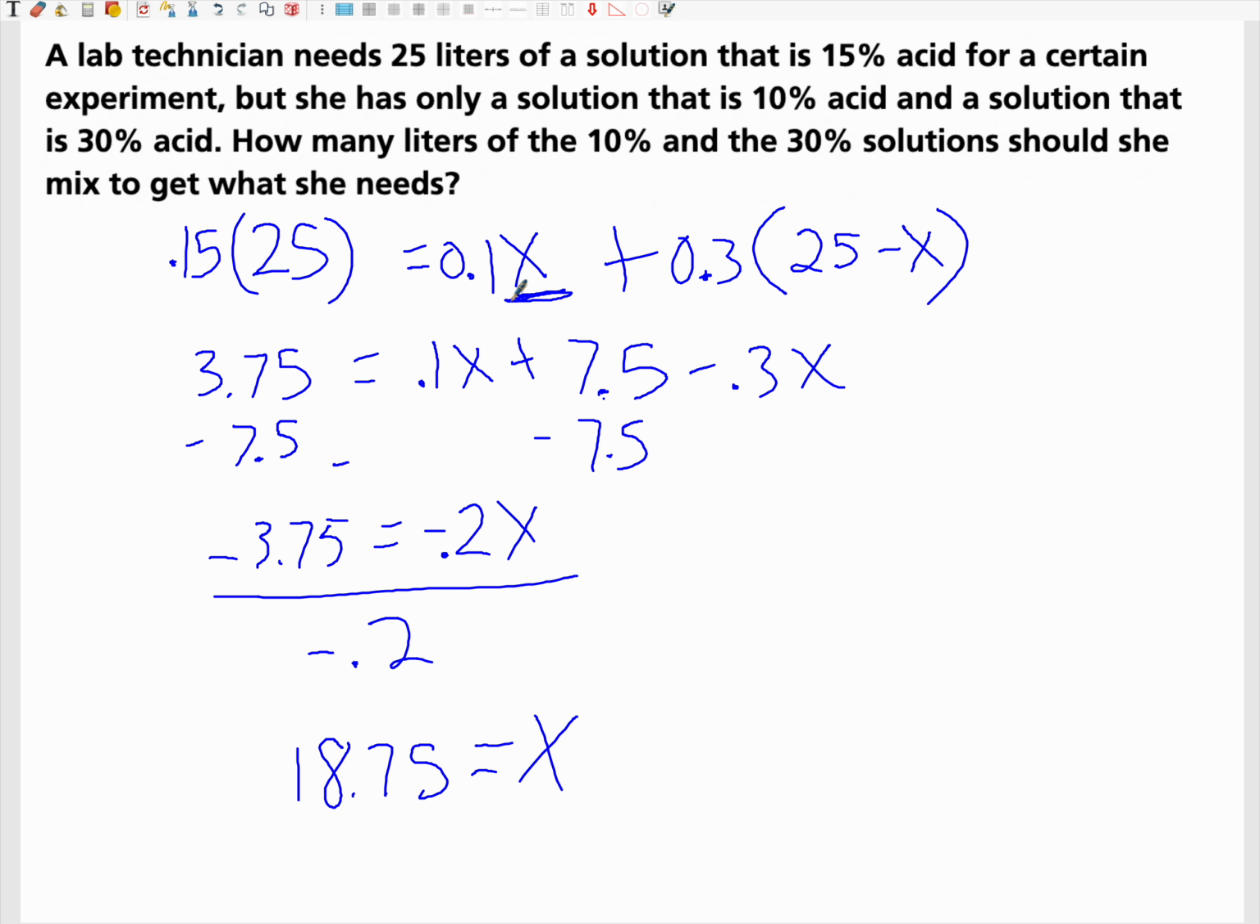10% solution, okay? So we're taking 18.75 here, and 25 minus 18.75 would tell us how much of the 30% solution we need. So we need 18.75 liters of 10%, and 6.25 liters of 30% solution would give us a total of 25 liters of 15% solution. Whew!